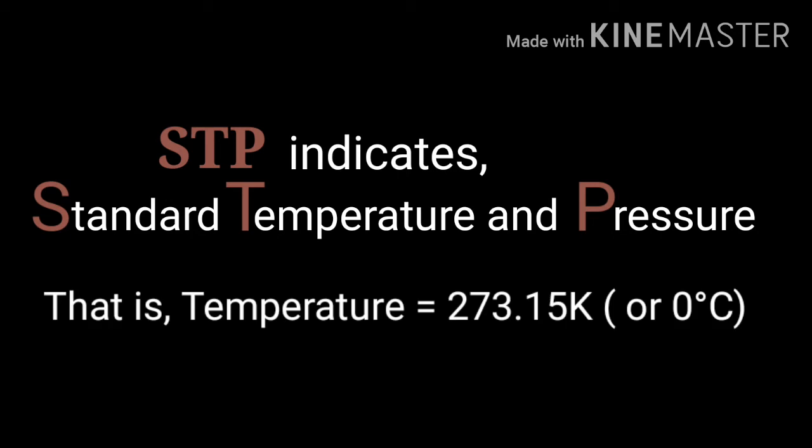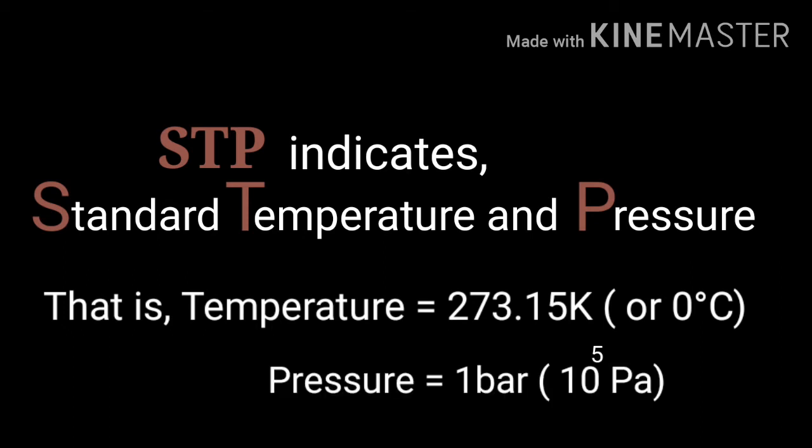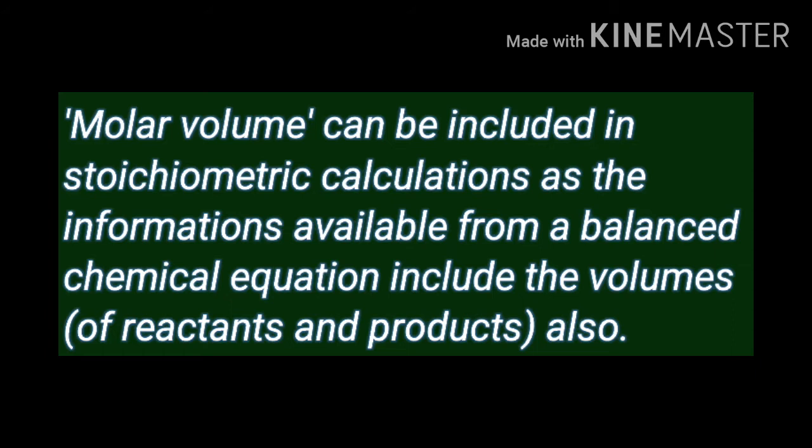STP indicates standard temperature and pressure. That is a temperature equal to 273.15 Kelvin or 0 degrees Celsius and a pressure equal to 1 bar or 10 raised to 5 Pascal. The molar volume can be included in stoichiometric calculations as the information available from a balanced chemical equation includes the volumes of reactants and products also.